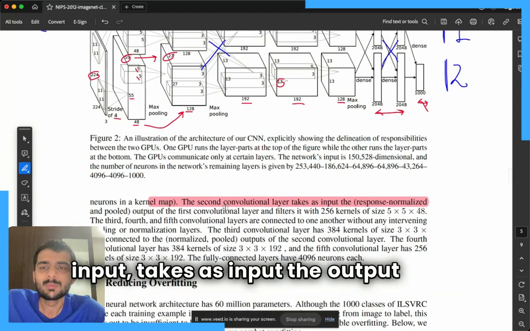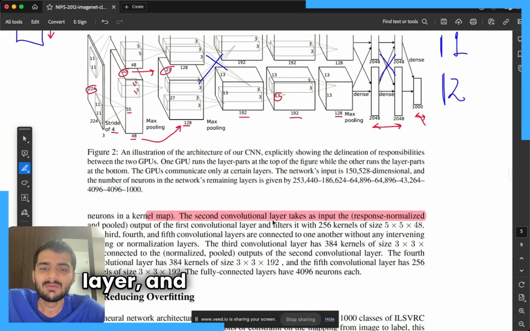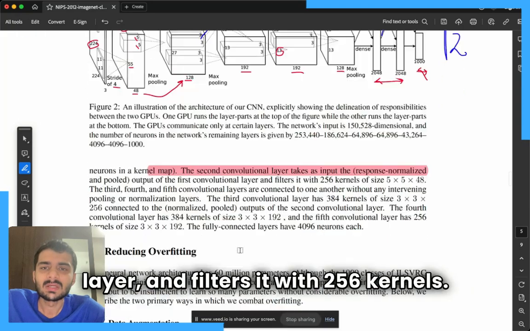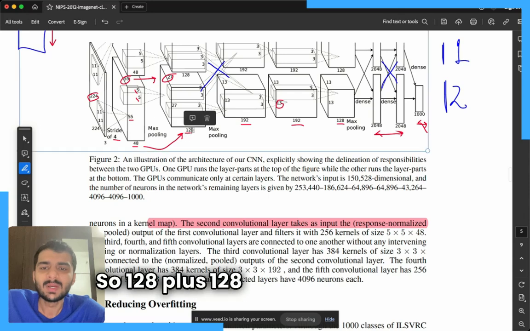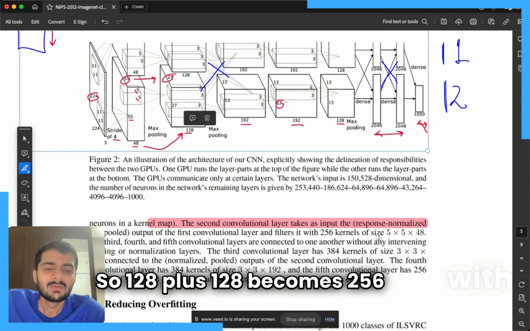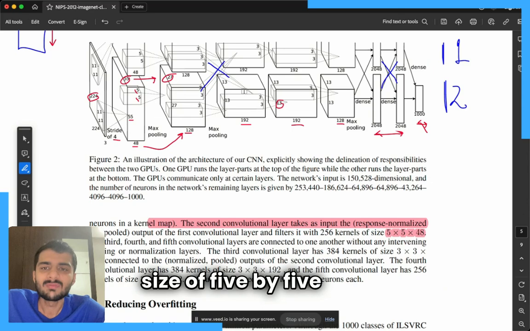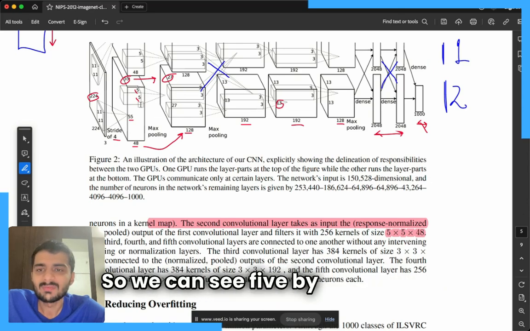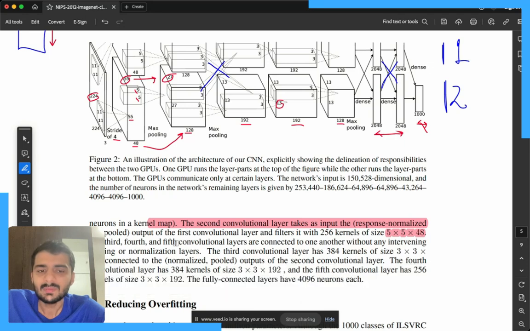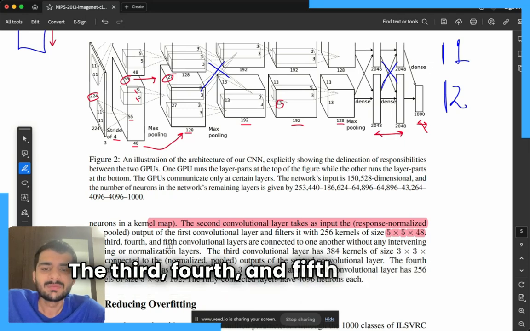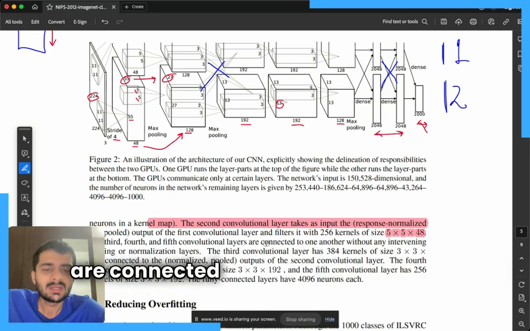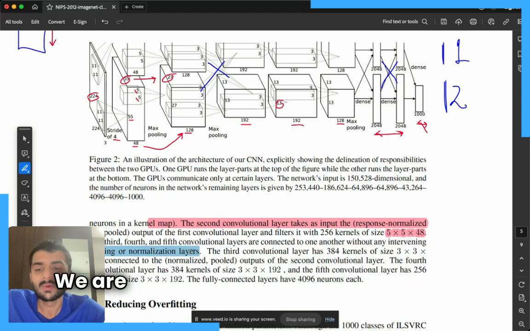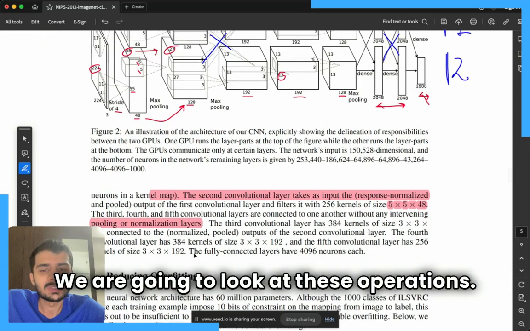The second convolution layer takes as input the output of the first layer and filters it with 256 kernels. So 128 plus 128 becomes 256 with size of 5 by 5 by 48. So we can see 5 by 5 by 48. The third, fourth, and fifth convolution layers are connected to one another without any intervening pooling or normalization layers. We are going to look at these operations.